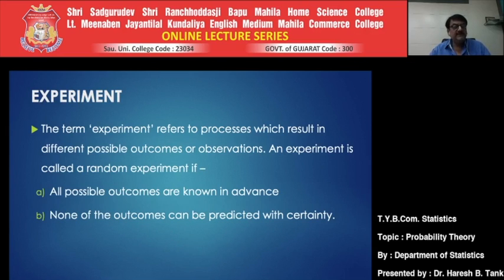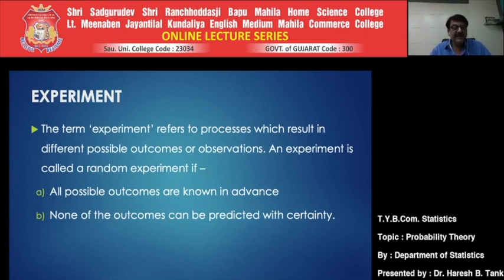To understand this random experiment clearly, we need to have an example. For a moment, let us suppose we are throwing a dice. While throwing a dice, all possible outcomes, just list them off. Any number between 1 to 6 may occur on the surface. These are all possible outcomes, and you know them in advance. The second property, none of the outcomes can be predicted with certainty.